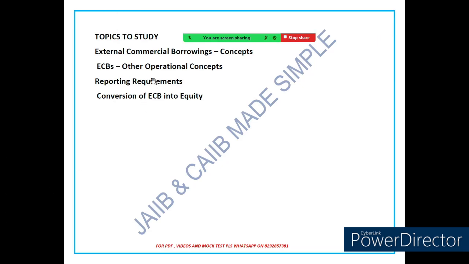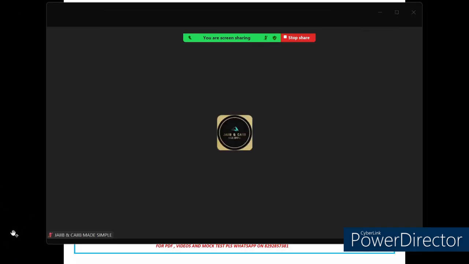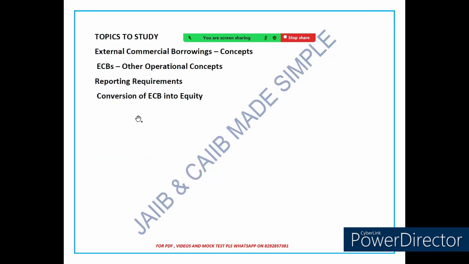The first topic, as you can see, is external commercial borrowing. Then the next topic we will see is ECB, other operational concepts, reporting requirements, and finally we will see conversion of ECB into equity. So we will try to break down all these four important topics in this particular video. So let's begin. ECB means external commercial borrowing.